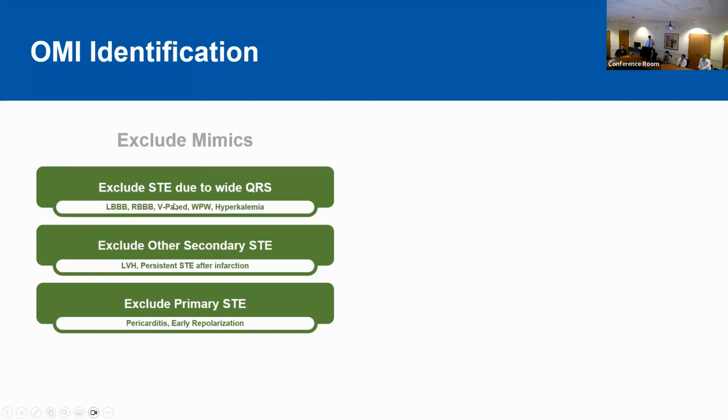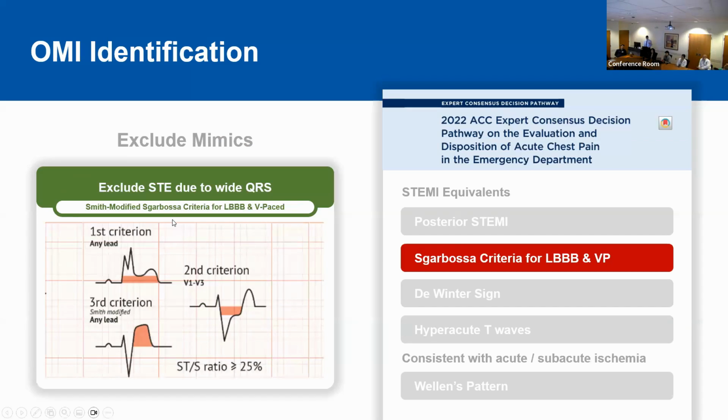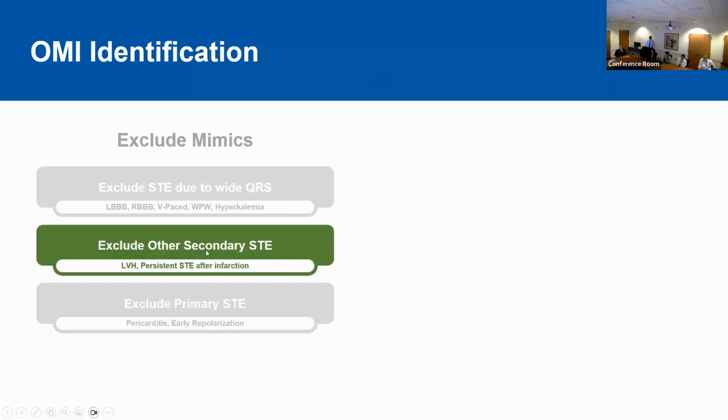So the first pattern here that they mention is distinguishing a left bundle branch block from a left bundle with an OMI. And I know this audience is quite familiar with this pattern, so I'm not going to dwell on it, only to point out that it was really only for the first time in 2022 that it got any form of somewhat formal recognition as a STEMI equivalent in this consensus pathway for acute chest pain in the ED.